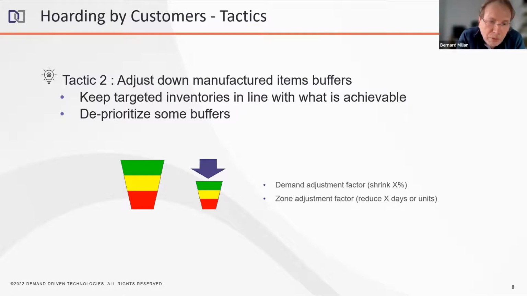The best solution would be to use adjustment factors downwards, and maybe as well temporarily disable some buffers and transition to make to order, which means lengthening lead times for some items, because you need to make sure that the inventory target and the buffer size you're running at is compatible with your capacity.